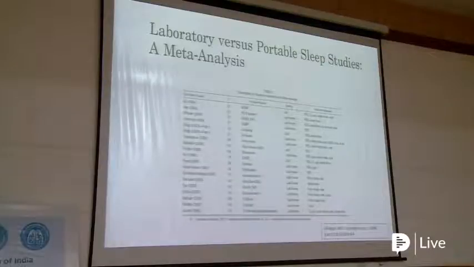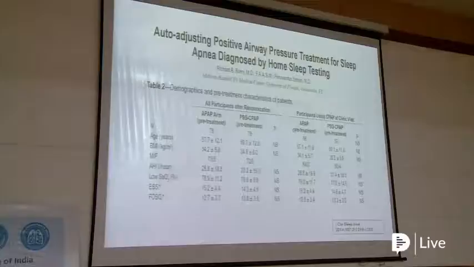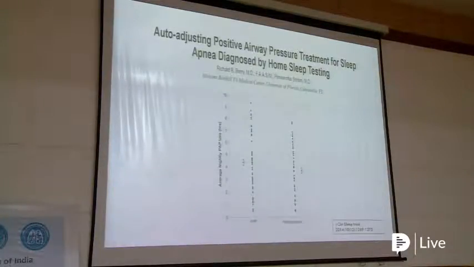Then there are certain studies comparing laboratory versus portable sleep study, a meta-analysis, which favors the in-lab study more to diagnose the respiratory disturbance index. Then one study is on auto-adjusting positive airway pressure treatment for sleep apnea diagnosed by home sleep testing. That was published in 2014 in the Sleep Medicine journal, and they mentioned that adherence is more common, increasing in the home sleep study of autoPAP.